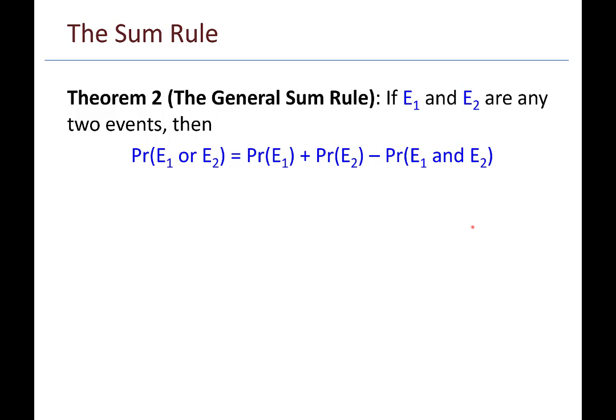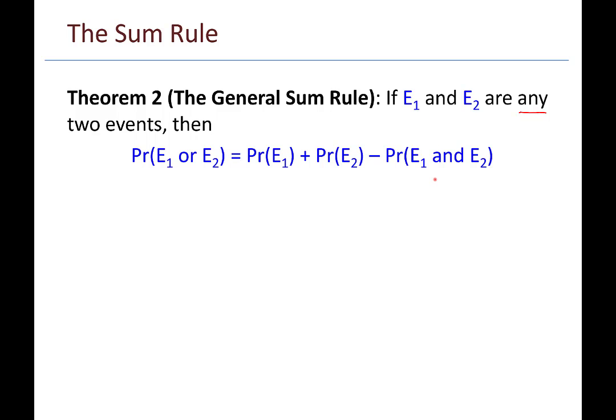But here's the more general form, the general sum rule, because things are often not disjoint. Here we go. If event 1 and event 2 are any two events, then the probability of event 1 or event 2 is the probability of event 1 plus the probability of event 2 minus the probability that they both occur. We've seen something like this before when studying sets.